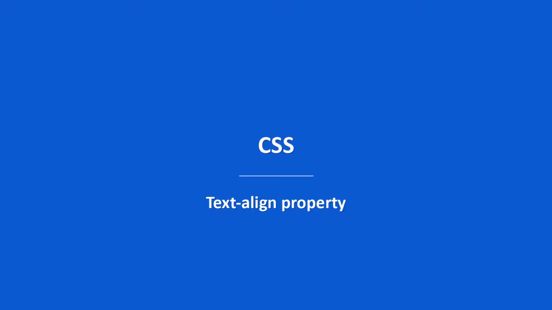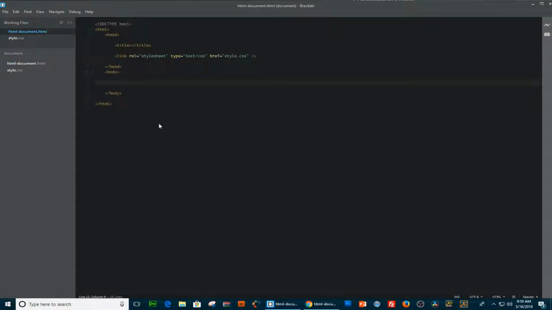In the previous lecture, we learned about two different CSS color properties, color and background color. In this lecture, we're going to learn about the text-align property. The text-align property specifies the alignment of a text content. This property does not align an element, but rather a text content. The property values are left, right, center, and justify.